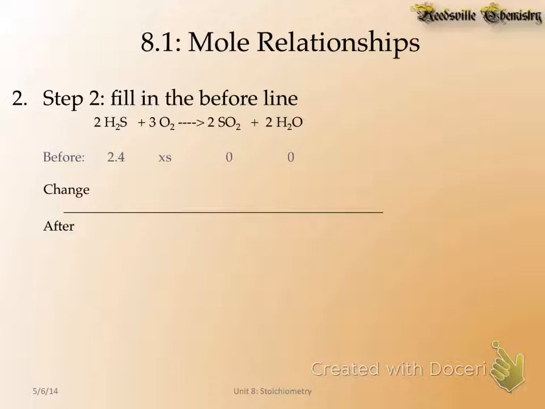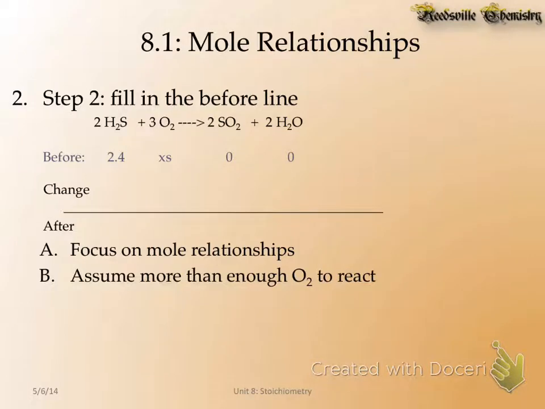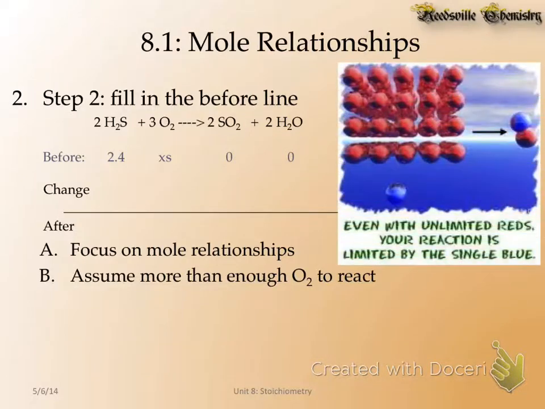Now, how does this change work? That's the next question that we'll ask. Now, the change has got to focus on the molar relationships. Okay? Assume that more than enough oxygen is going to react. We've done that already. And here's a little image that's going to kind of show you that. I've got like a ton of reds. It doesn't matter how many reds you got. If you only got 1 blue, your reaction is going to be really limited by that blue molecule. Okay? That's the idea of my oxygen and hydrogen sulfide thing.